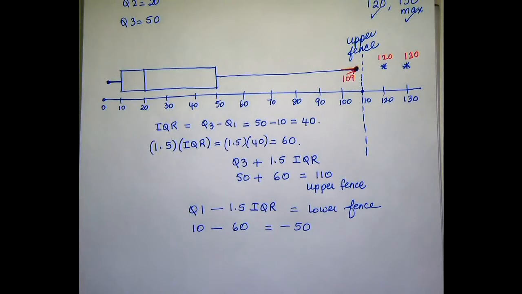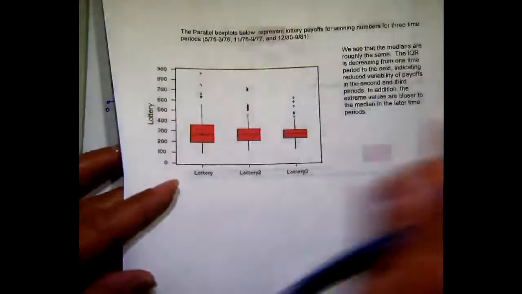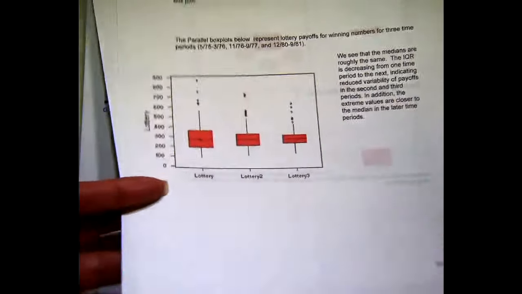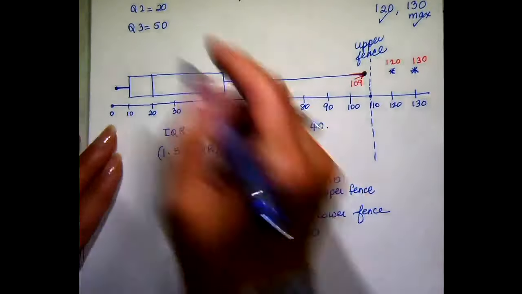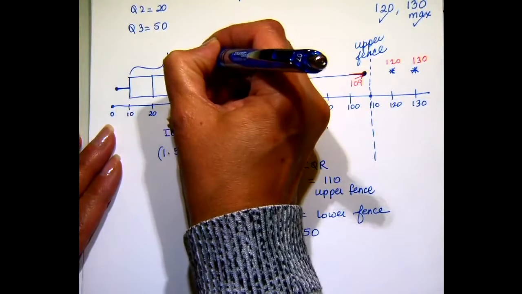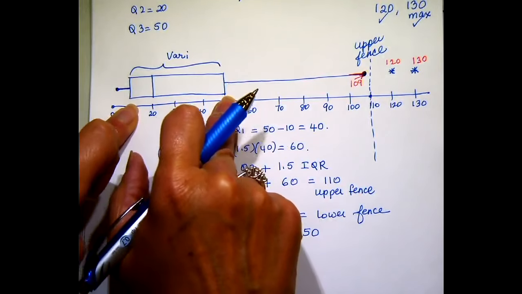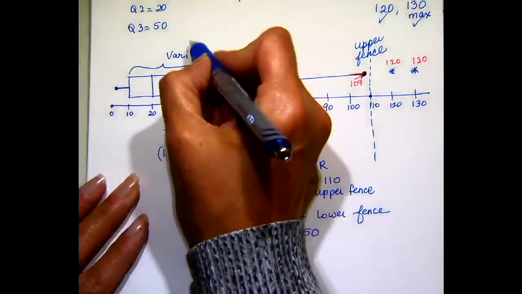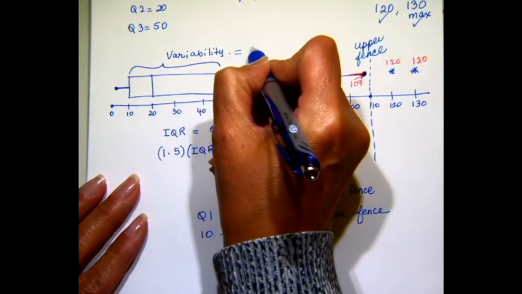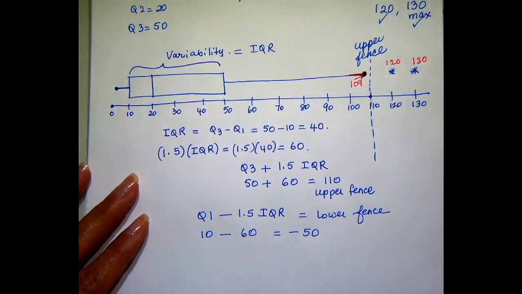And then you can talk about parallel modified box plots, meaning lots of different distributions. So this tells me the variability in my data. I would compare the length of the boxes of the box plots. So variability is given by IQR. So the more variable, the higher the IQR.